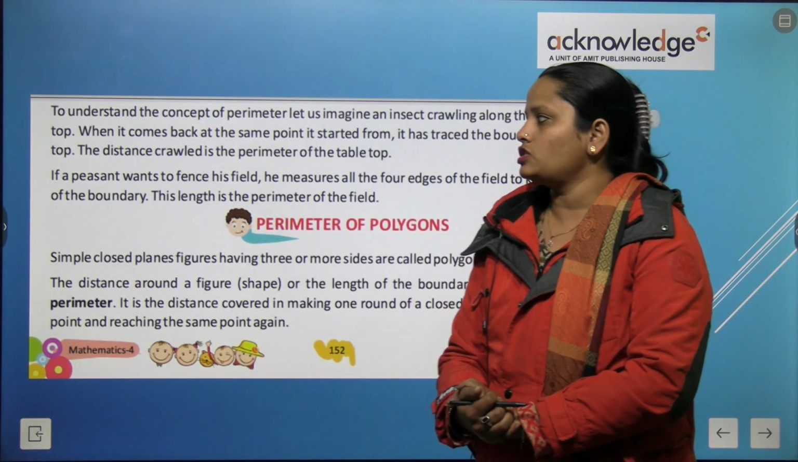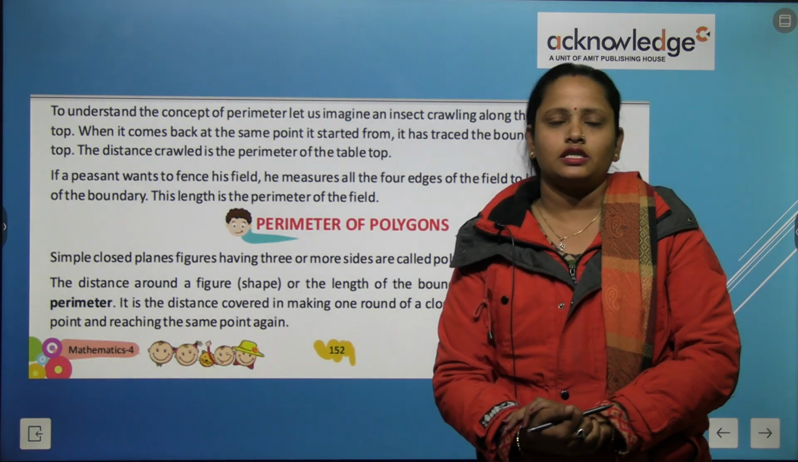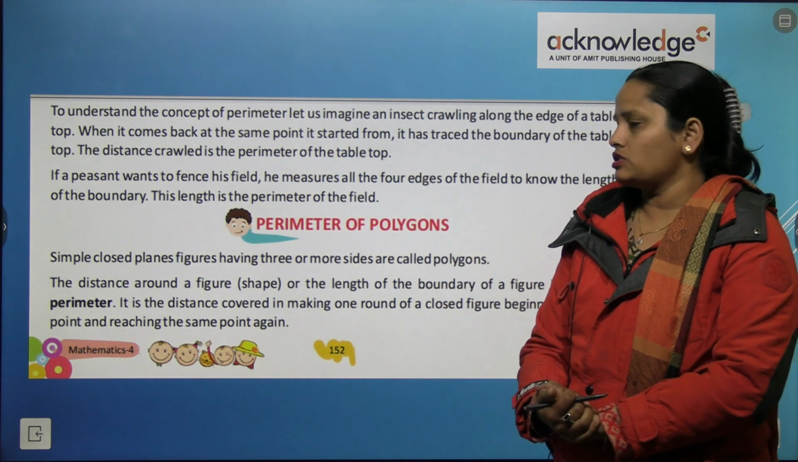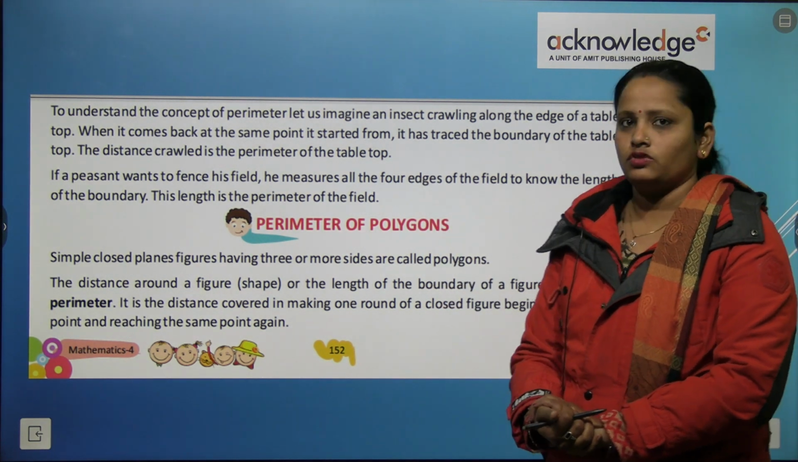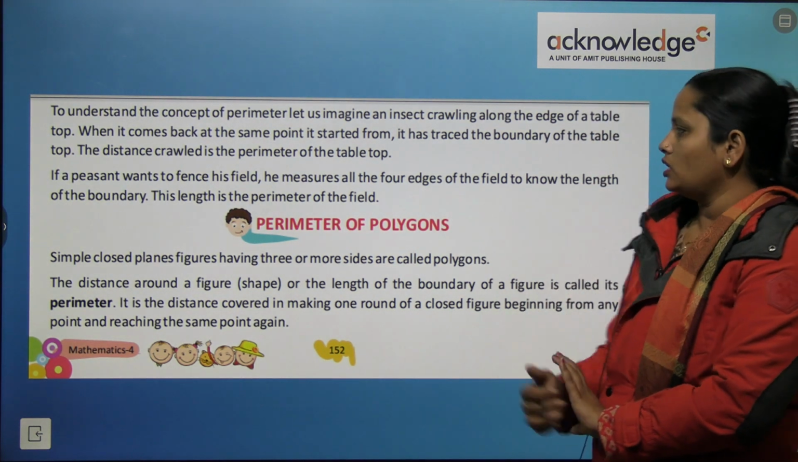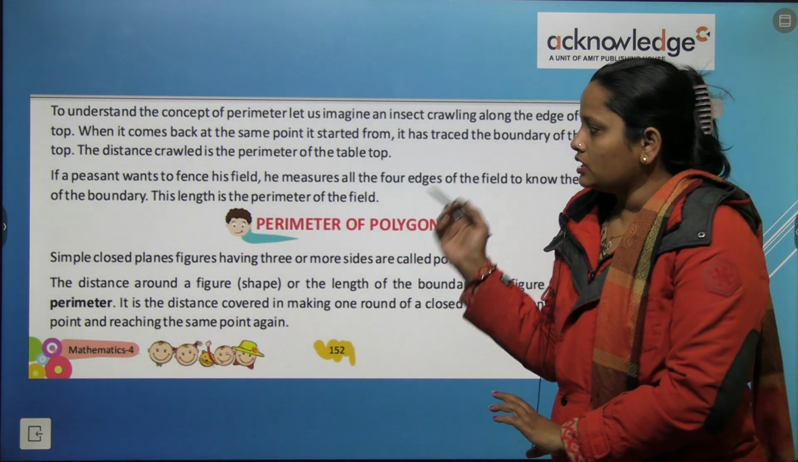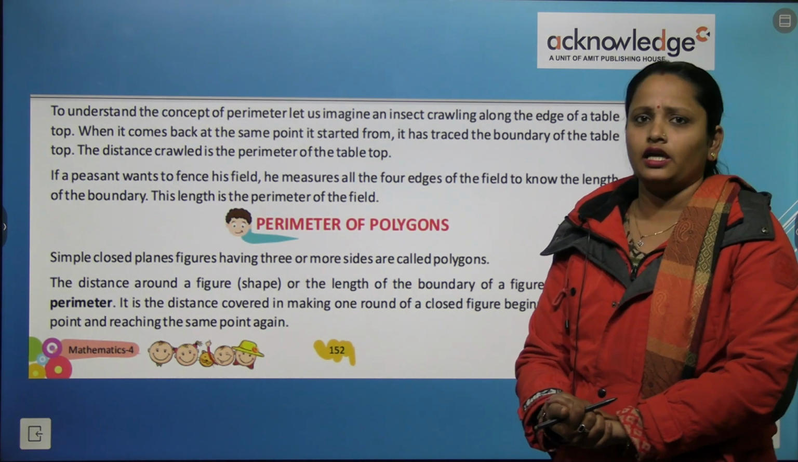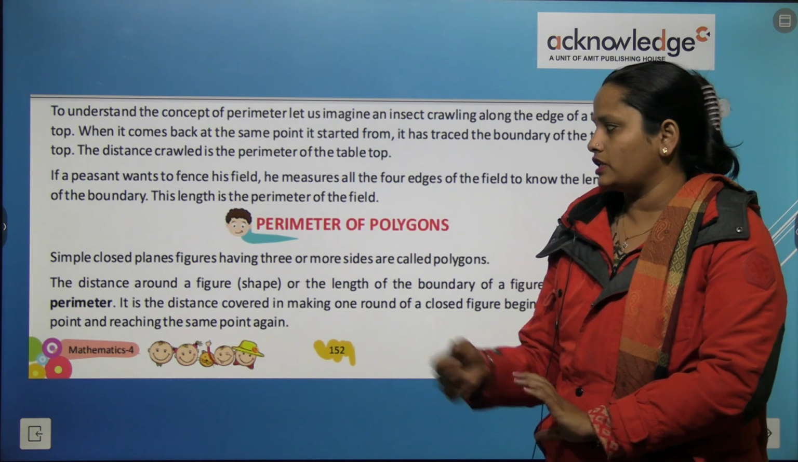If a peasant wants to fence his field, अगर एक peasant है उसे अपने field में fence लगाना है, he measures all the 4 edges of the field. Field के जो भी 4 edges हैं उन्हें measure करेगा, and to know the length of the boundary, this length is the perimeter of the field. So ये जो लेंथ है यही होगा पेरीमीटर उस फील्ड का.